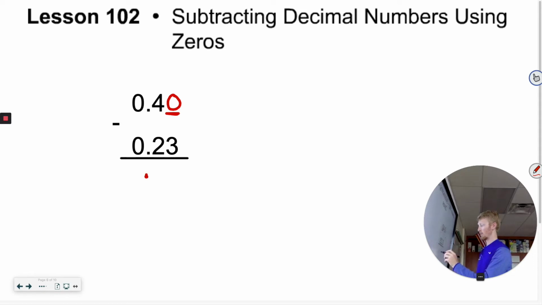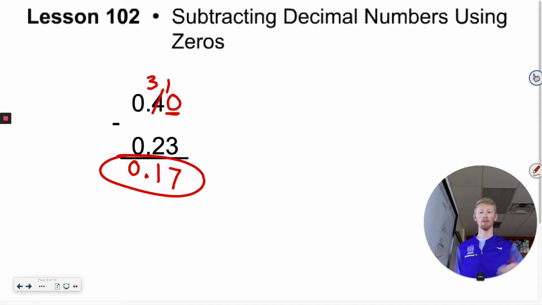I'm going to start by putting my decimal point at the bottom there so that I don't forget about it, and the zero here. And then borrow, that turns into a 3, that becomes a 10, and that gives me 7. All right, so my answer there would be 0.17.